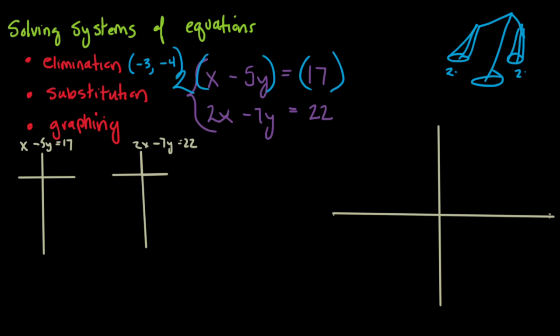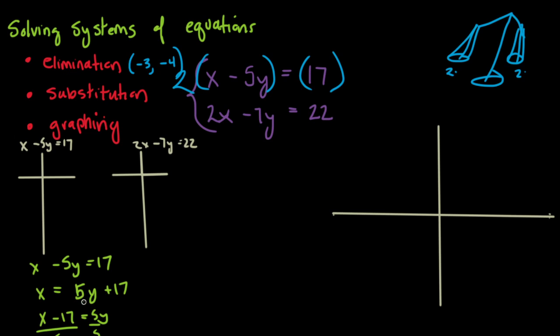Taking a look at this equation, you could say, hey, I have to first change both of these into slope-intercept form. So let's change that really quickly. We have x minus 5y equals 17. I'm going to add 5y to both sides: x equals 5y plus 17. Subtract 17 from both sides: x minus 17 equals 5y. And finally, I divide both sides by 5.